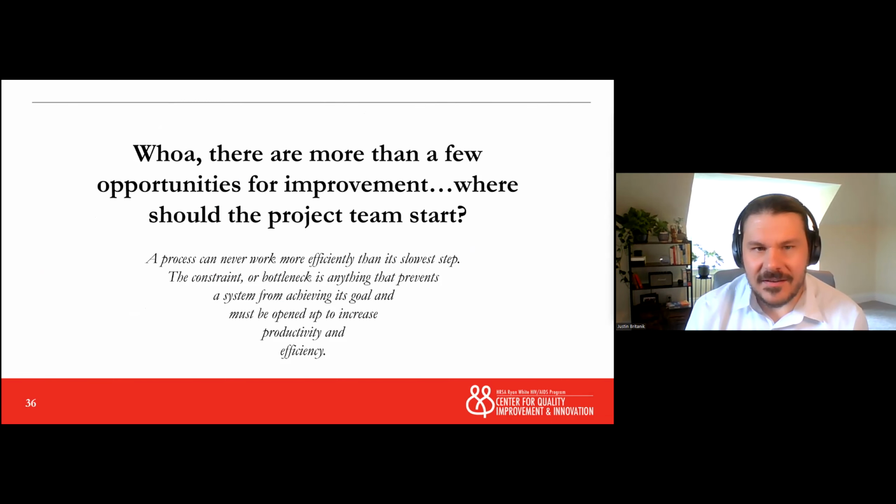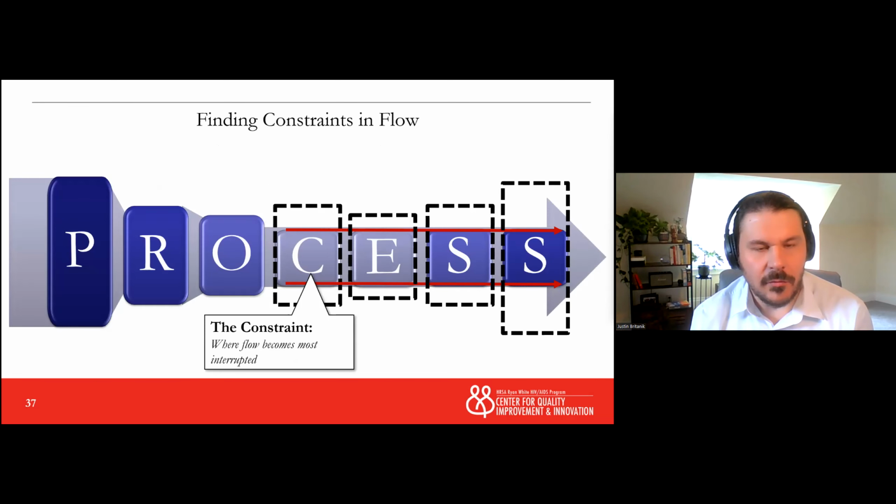So I always say a process can never work more efficiently than its slowest step. Any constraint or bottleneck, anything that prevents the system from achieving its goal must be opened up to increase productivity and efficiency. So as you see, if I want to most effectively use the space on this slide, and it's getting tighter and tighter, bottlenecking down, we want to open this up where it starts bottlenecking. So think of our processes as kind of a funnel, and that constraint that we're going to capture on the value stream map is where that flow becomes most interrupted. And we kind of started getting into this concept in part one.